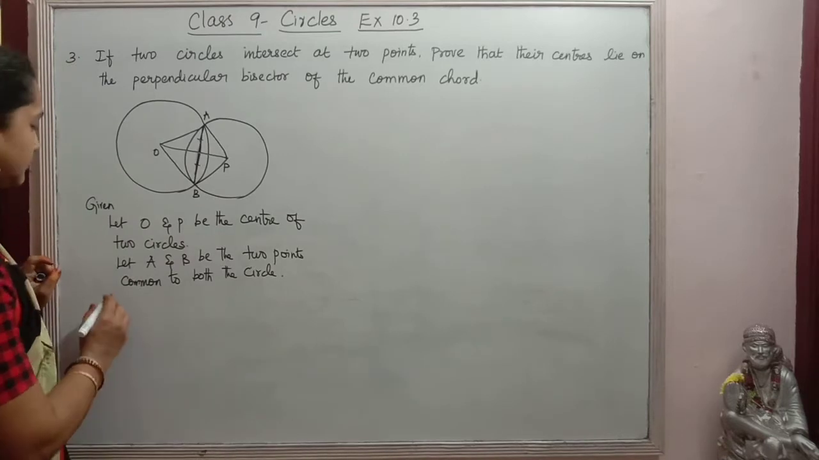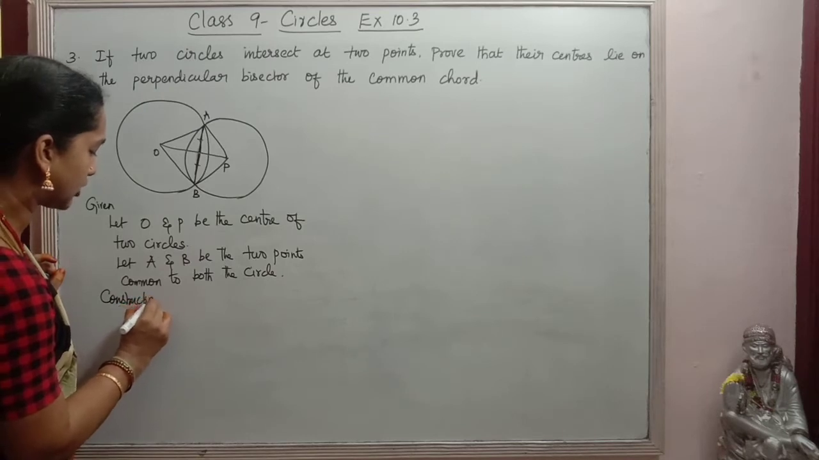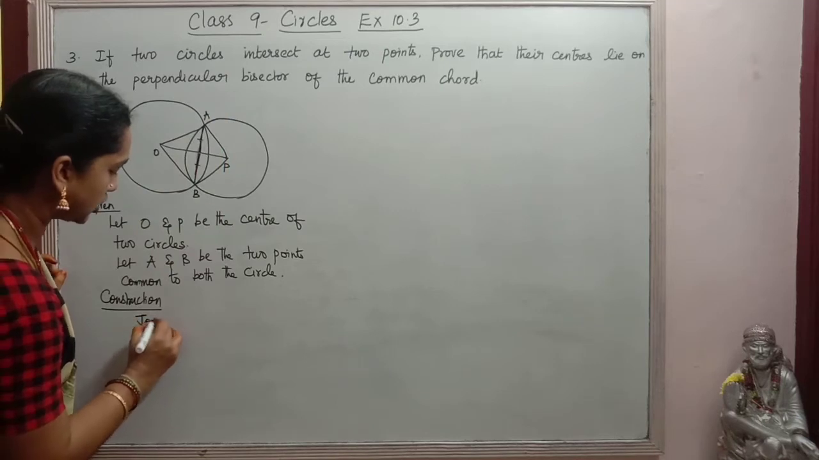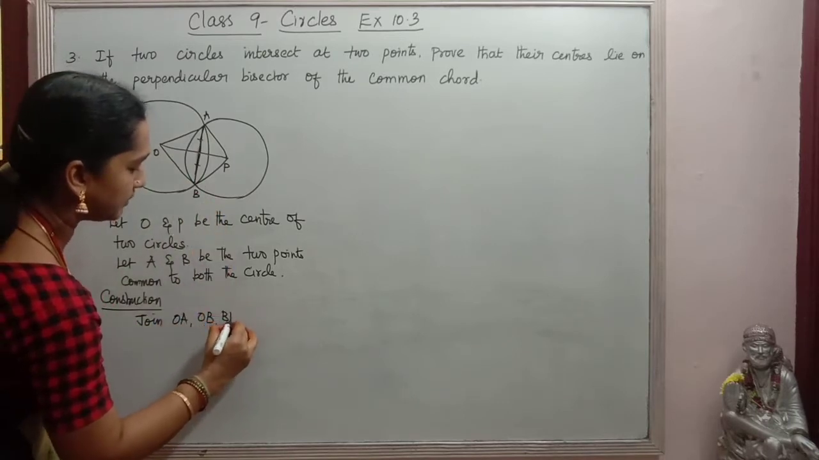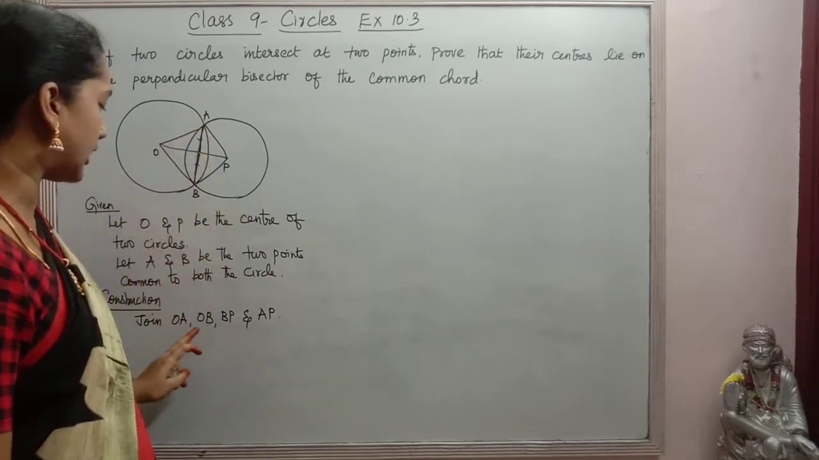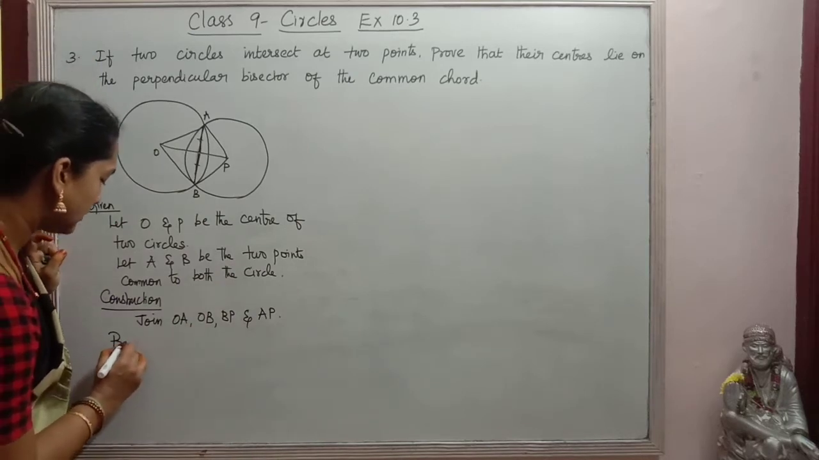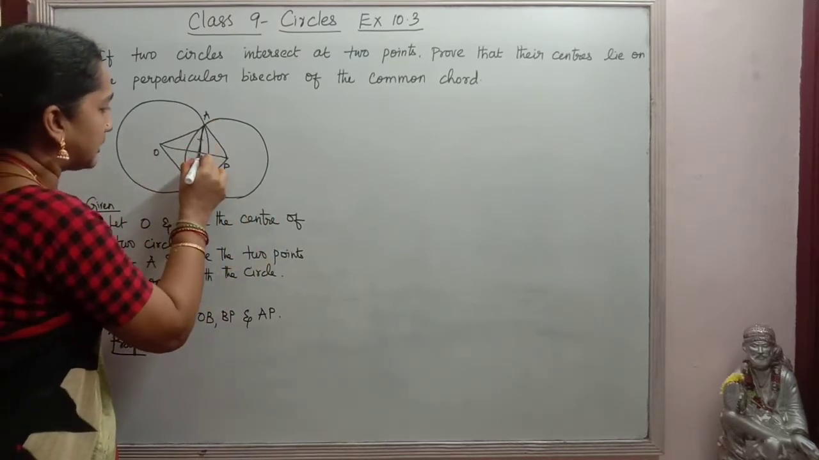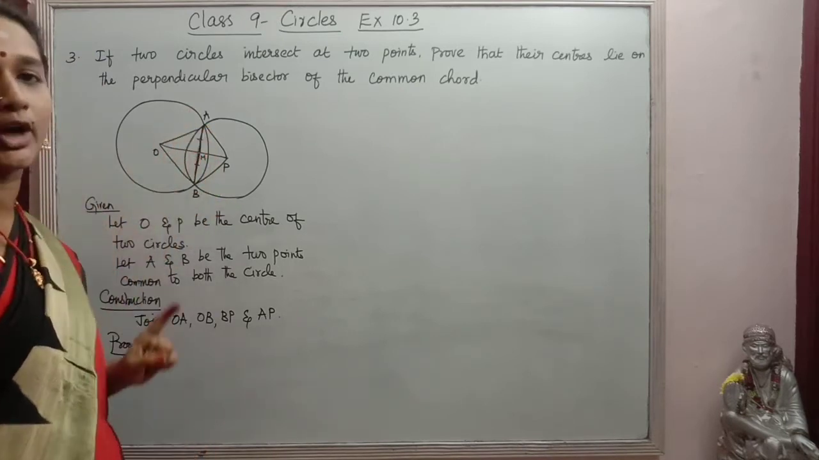Then, construction. So construction is, we are going to do something extra in this. That is, we are joining OA, OB, BP and AP. These points we will join. Now, proof is, first we will take two triangles. The common point where both the lines, that is AB and OP, meet at point M.